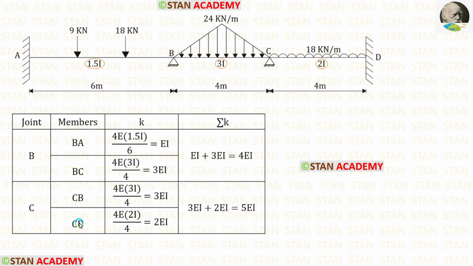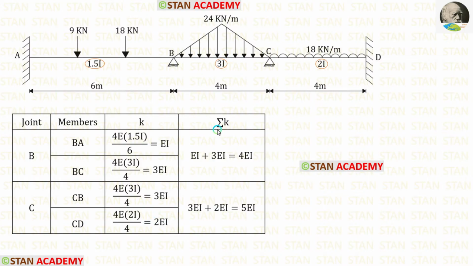Now let us find the stiffness for CD. For that, from the point C, we have to look at the point D. In the point D, there is a fixed support. If the far end is fixed, the formula for the stiffness is 4EI upon L. The moment of inertia for CD is 2I and length is 4. Finally, for the stiffness of CD, we are getting 2EI.